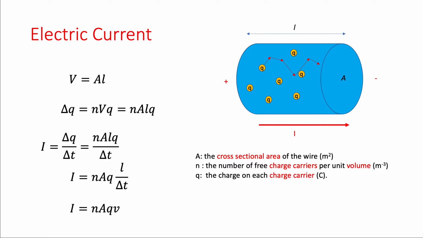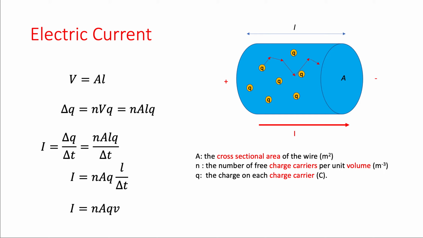Our Q is simply the charge on each charge carrier. And as I've said, our charge carrier could be any type of charge carrier. It could be an alpha particle, could be a beta particle. As long as it is charge, then we can have a charge carrier.